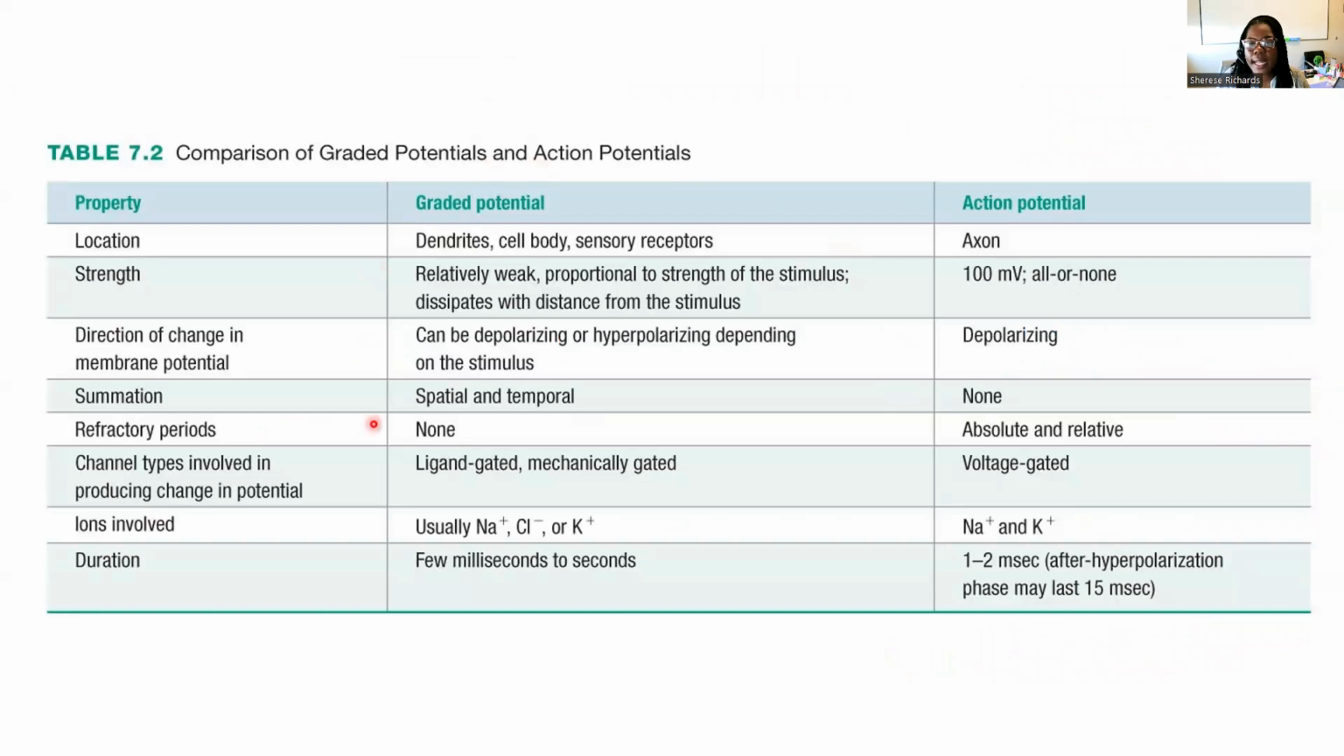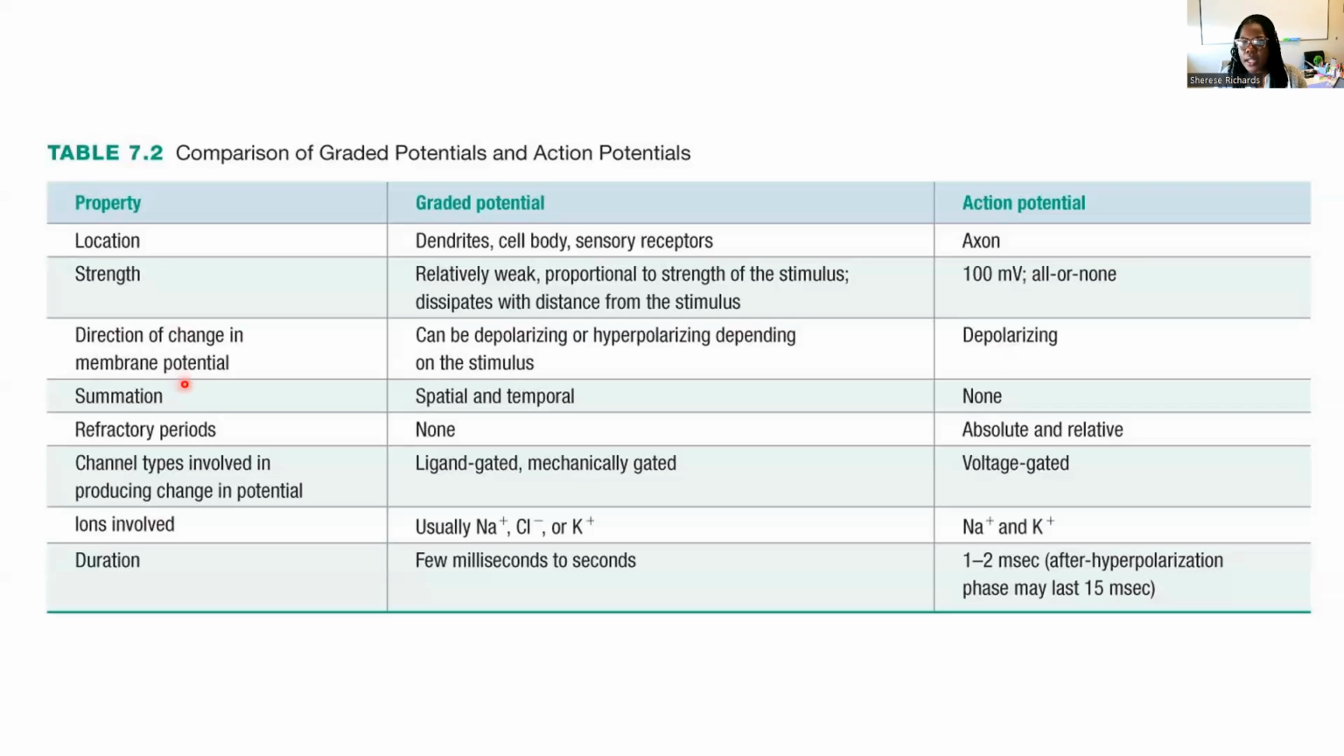Another study table, this one's really nice because it helps to distinguish the graded potential features from the action potential features. So their location, where they happen on the neuron, the strength, right? Weak versus strong, all or nothing is another way to describe the strength. And this 100 millivolts value, just to describe where we get this number, this is the change from negative 70 to positive 30. Right? So an action potential is always that magnitude, 100 millivolts. It always goes from negative 70, right? Negative 55 getting us to threshold, and then always all the way up to positive 30.